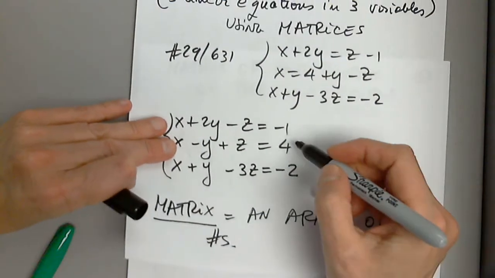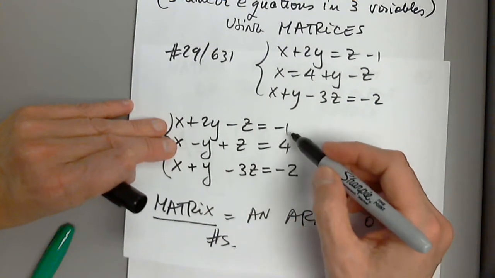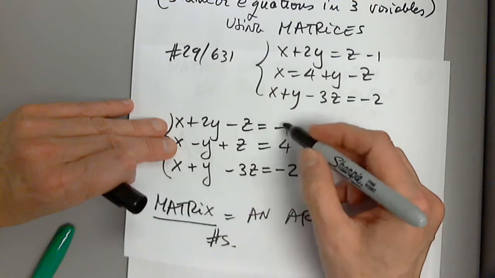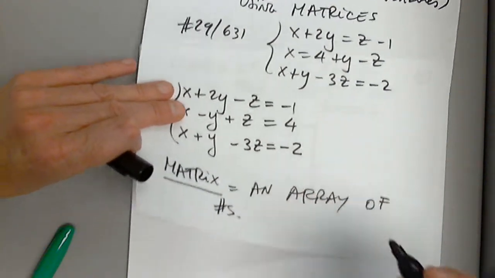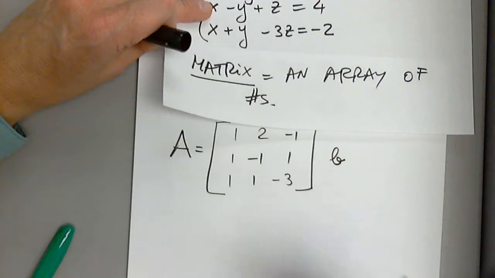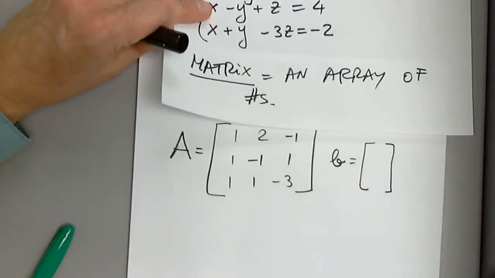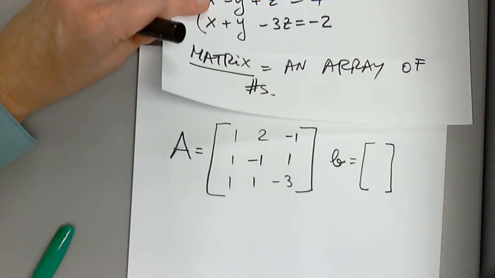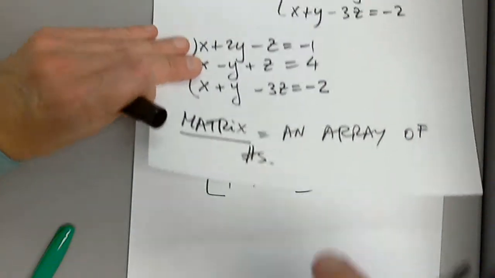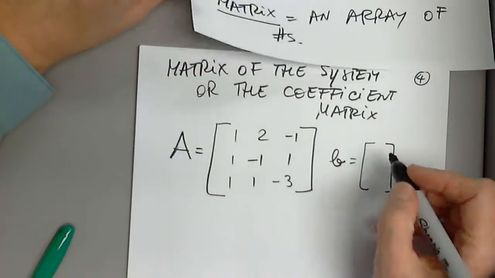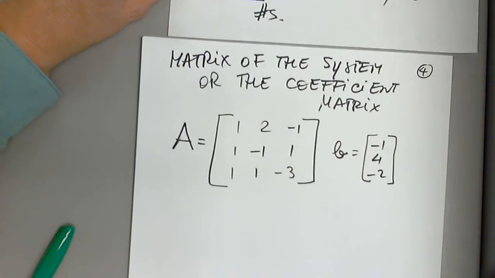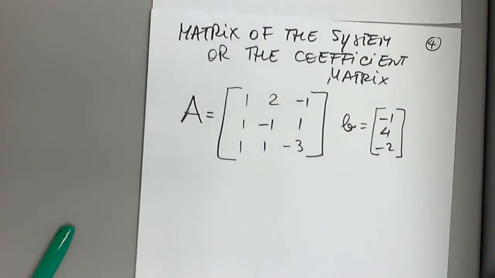This column of free terms is denoted by lowercase b. It is still a matrix, still has those big brackets, but it only has one column and 3 rows: negative 1, 4, and negative 2. A is a 3 by 3 matrix, 3 rows, 3 columns, and b is 3 by 1.